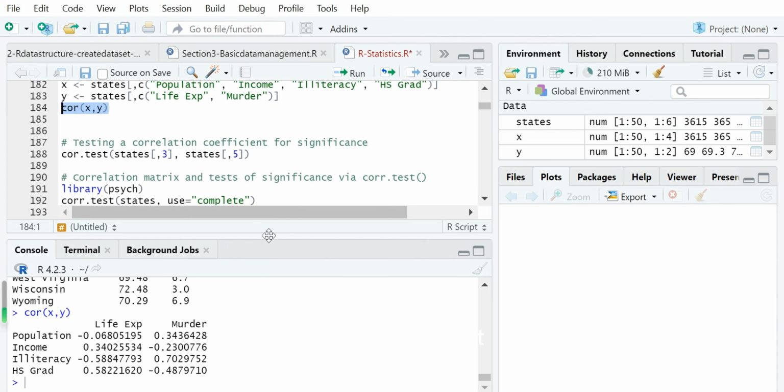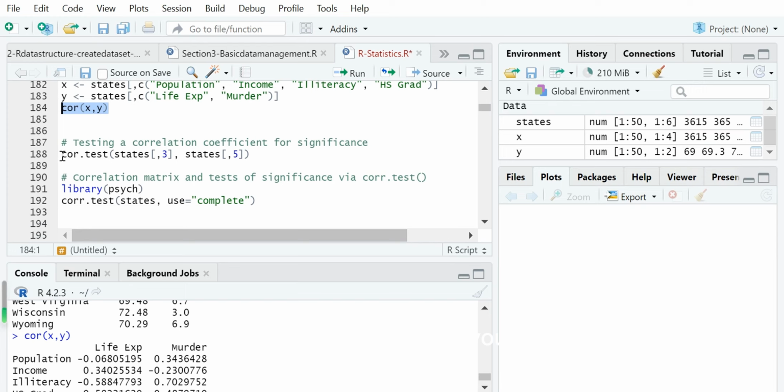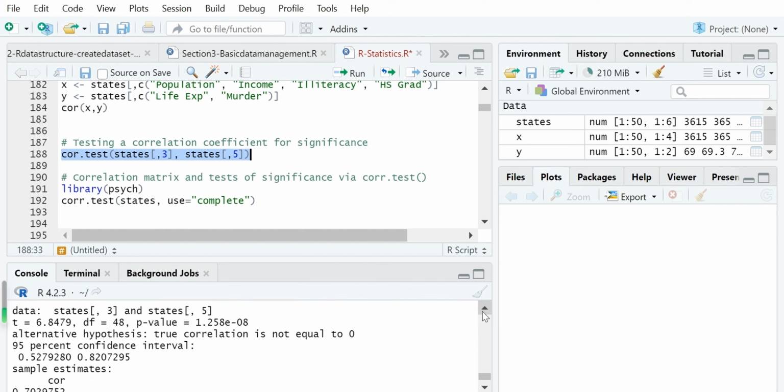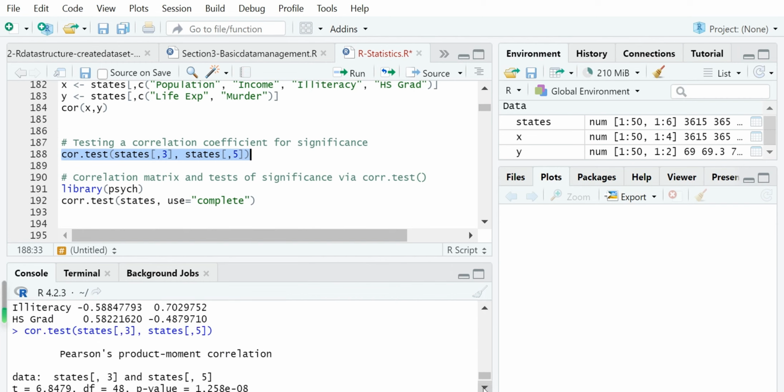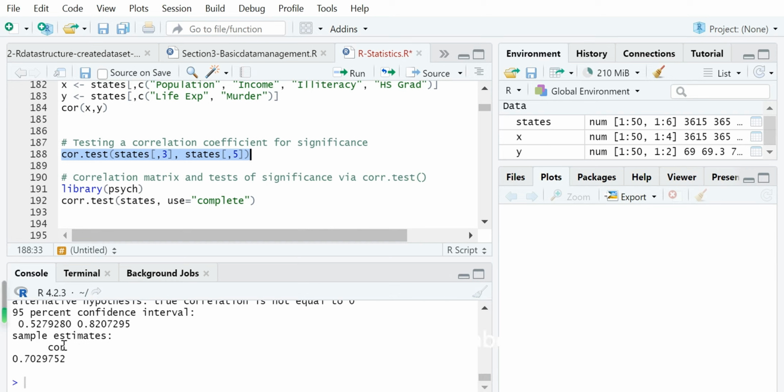Sometimes, in addition to getting the correlation coefficient value, you want to test if the correlation is significant. For example, we want to test the third column variable against the fifth column variable of this states data frame, and show if it is significant in the statistical testing. Then we can use the cor.test function on these two variables. So the result shows the correlation coefficient is about 0.70.